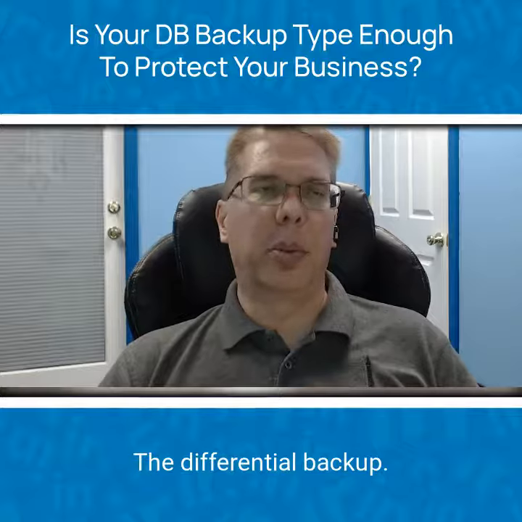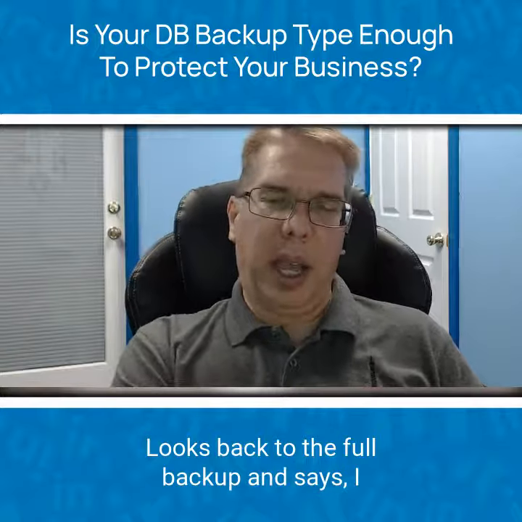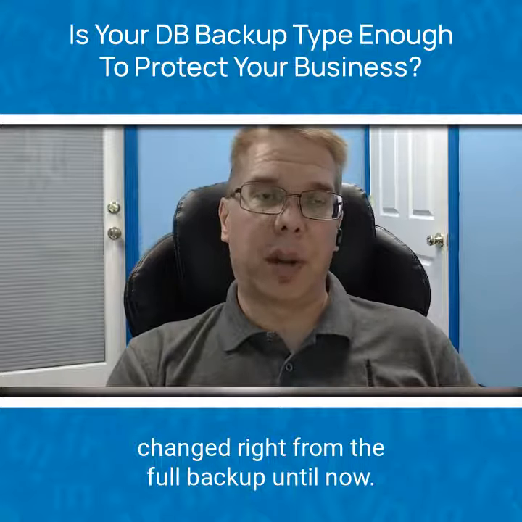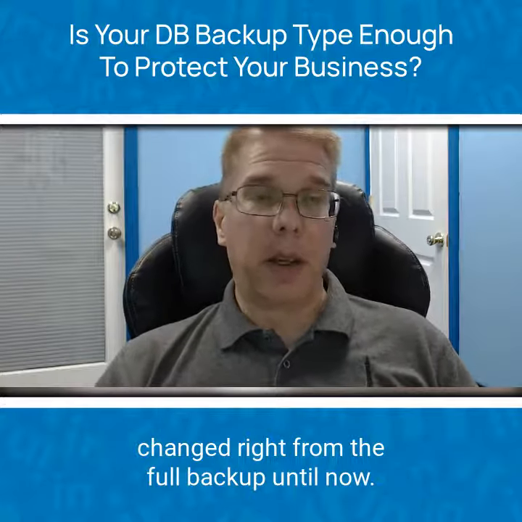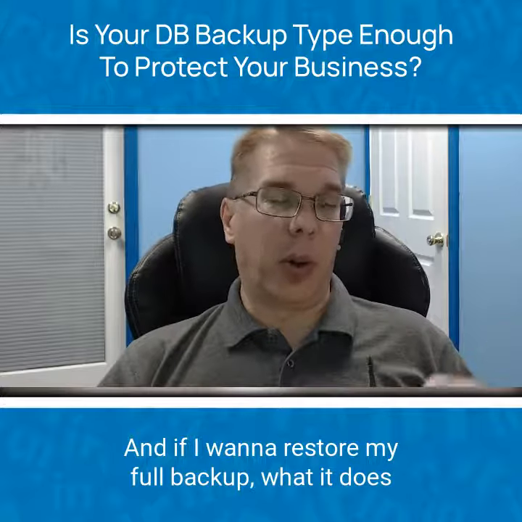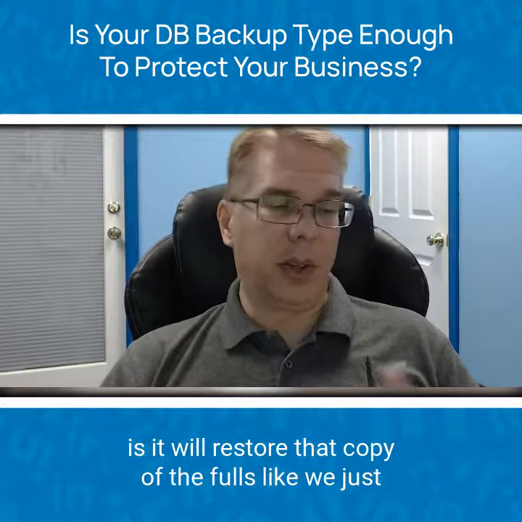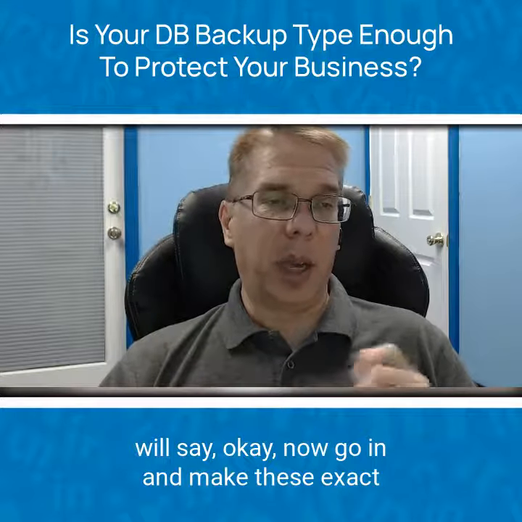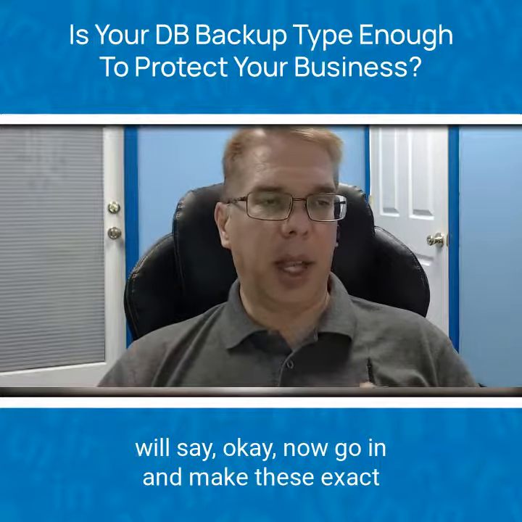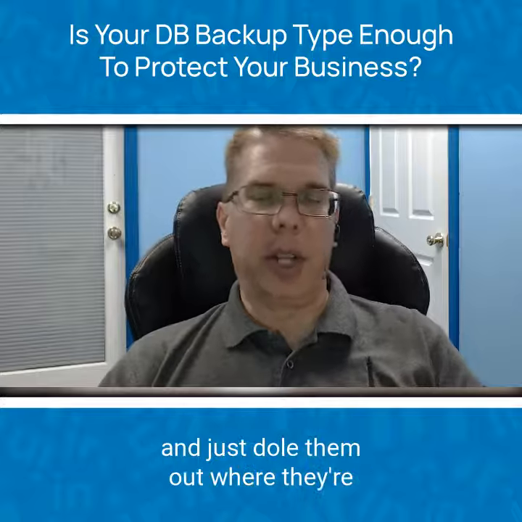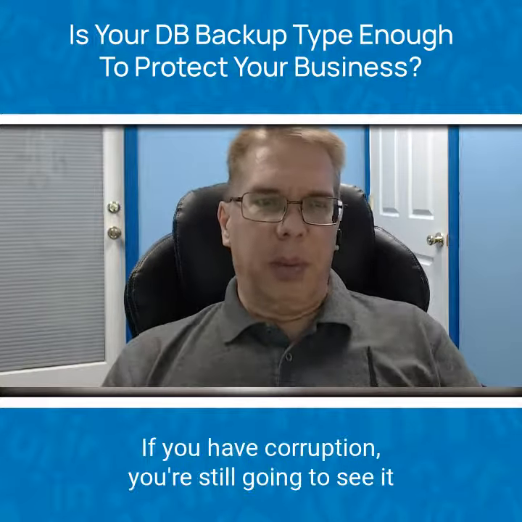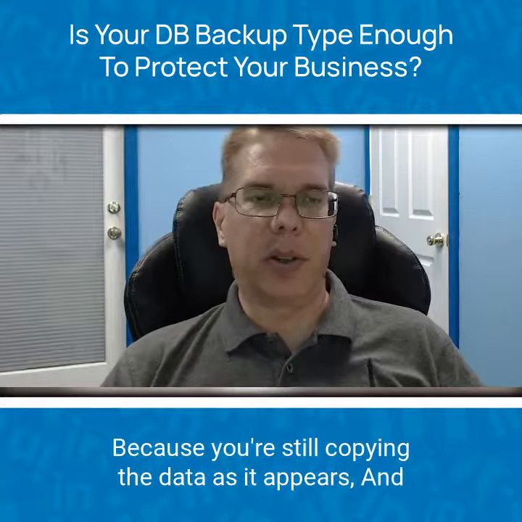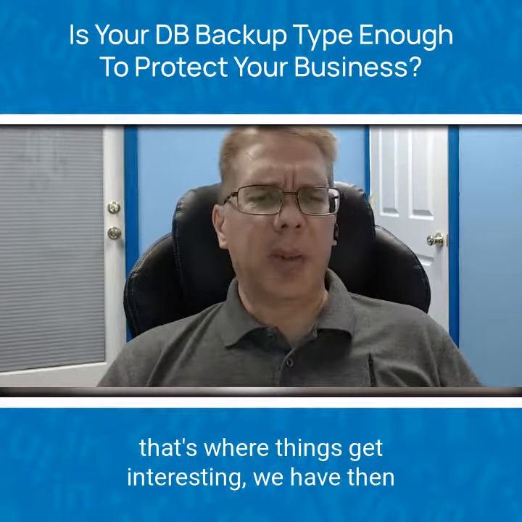The differential backup looks back to the full backup and says, I want to copy any of the pieces of data that changed from the full backup until now. And if I want to restore, it will restore that copy of the full, like we just talked about. And then the differential backup will say, okay, now go in and make these exact changes to the data and just dole them out where they're supposed to be. If you have corruption, you're still going to see it from the differential, right? Because you're still copying the data as it appears. And that's where things get interesting.